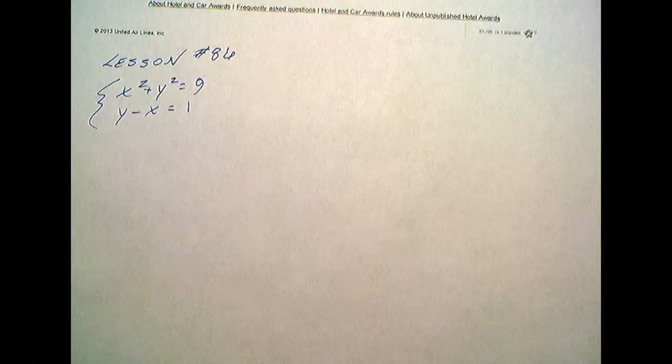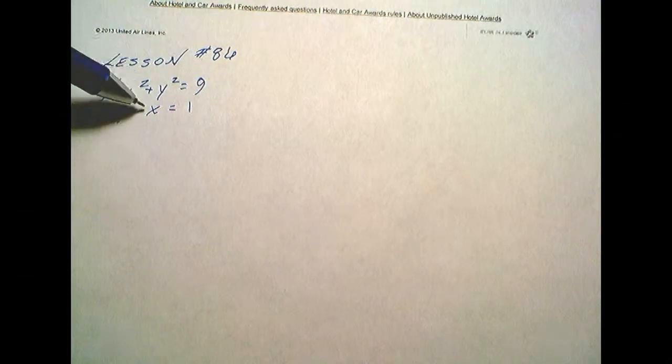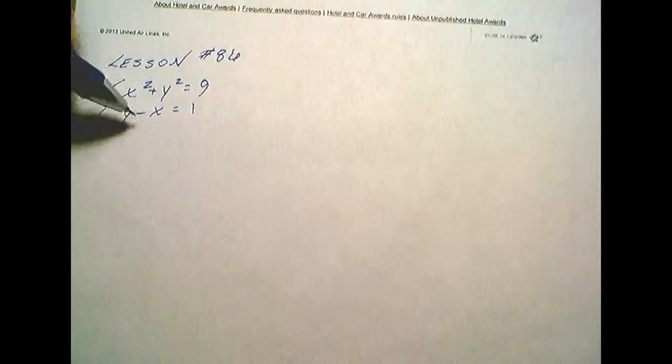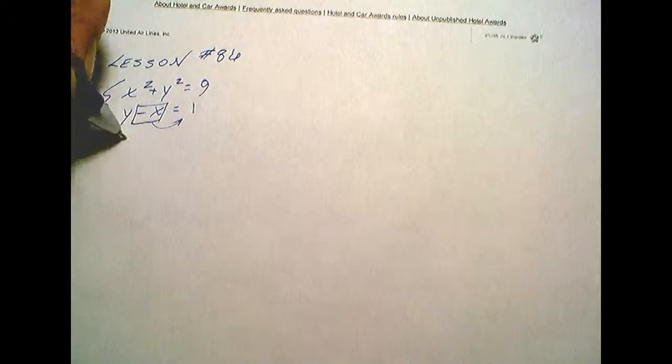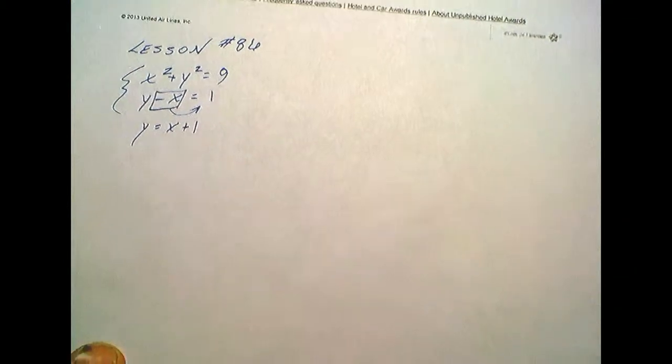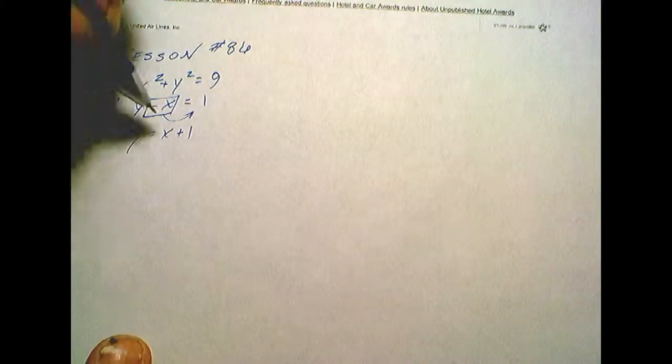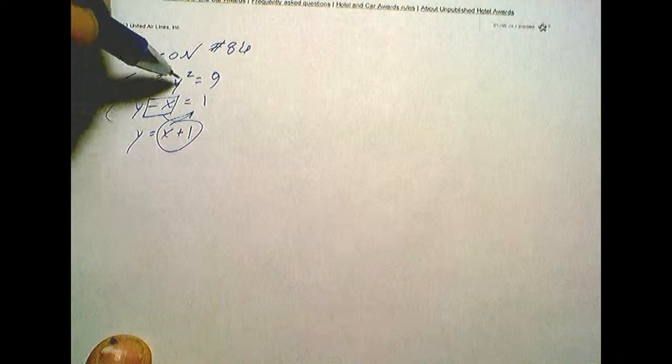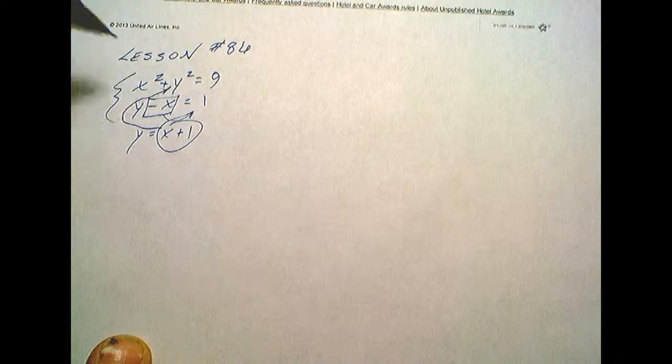The only thing we can do is use substitution, and I don't really care whether you solve for x or y. But usually what we end up doing is we get rid of this x because it's negative, and when we move it to the other side it makes a positive. So it just makes it a little bit cleaner. So we end up with y equals x plus 1. And then wherever we see a y, we're going to put the x plus 1 in its place. Okay?